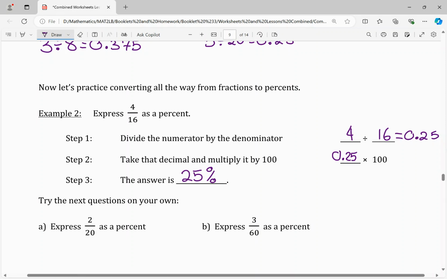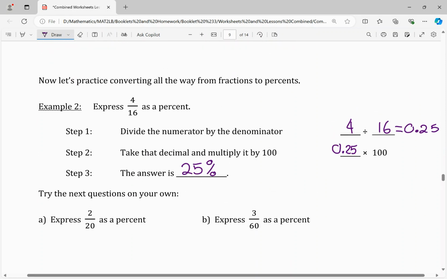This is useful if you ever get, for example, marks back on a test. I hope that you never have to get a test back that is 4 out of 16, but if you only got 4 out of 16 marks on a test, that would mean you got 25% on it.